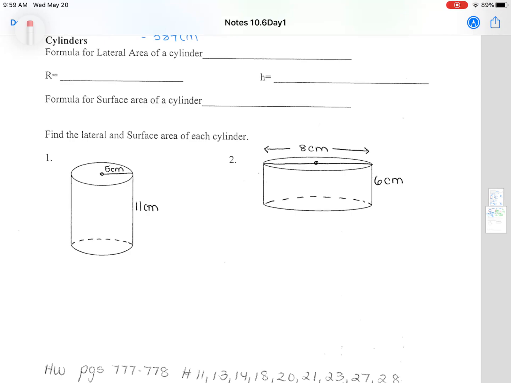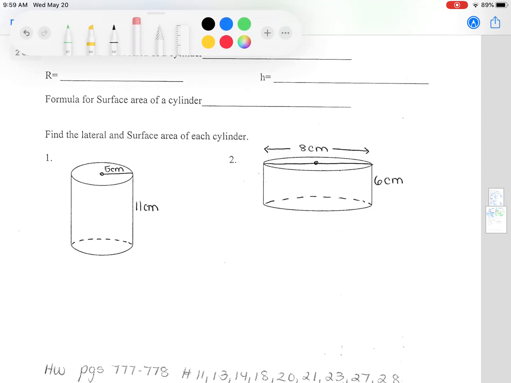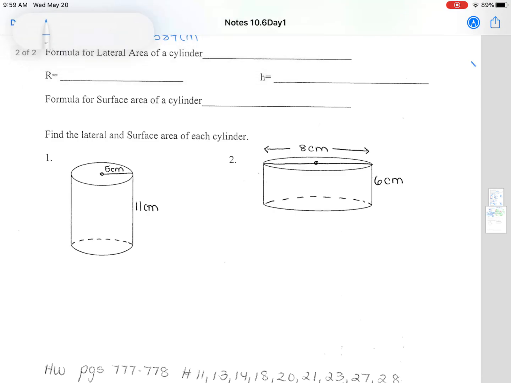All right, so again, the reason we link the prisms with the cylinders is because both of them share the same base, or in terms of the number of bases, we'll put it that way. That's an easier way of looking at it. So they share the same number of bases. So that's why they're always put together in the same lesson.